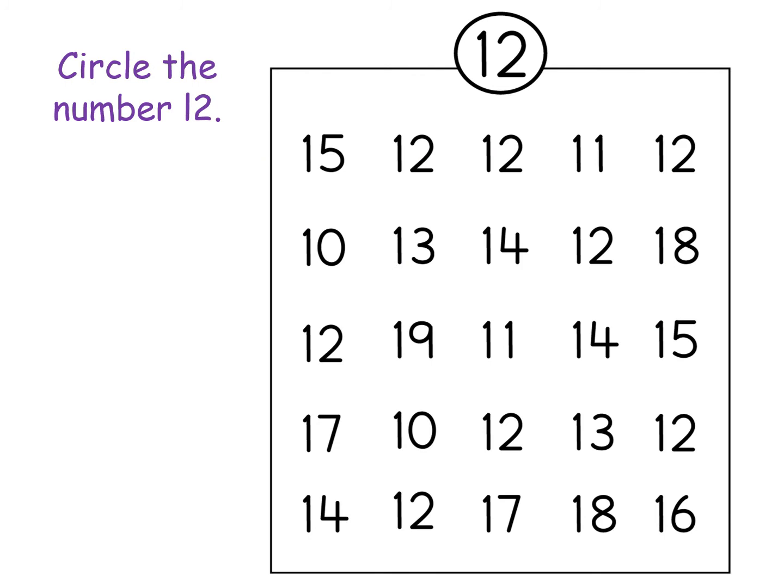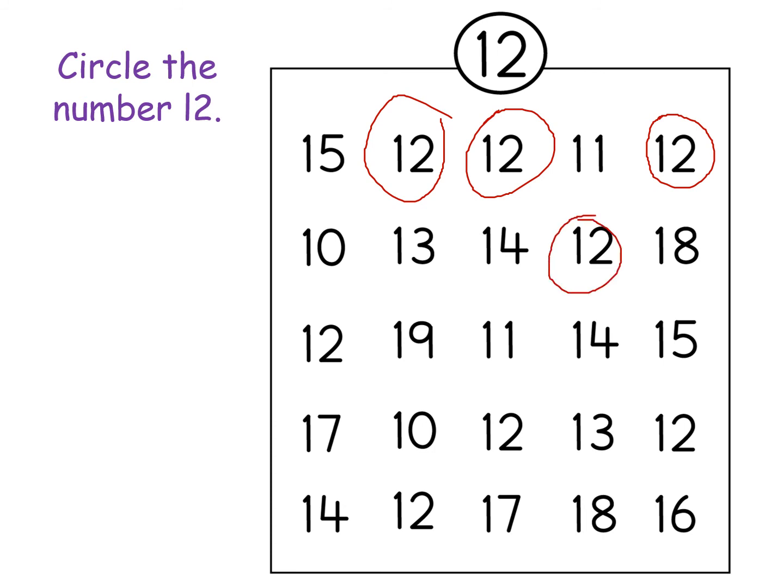Now let's circle the number 12. I will look for the number 12 and circle. Here is the number 12. 12. Another 12. Number 12. Number 12 is right here. 12. Another number 12. And the last one right here.